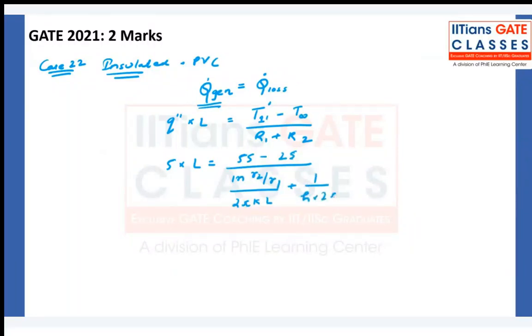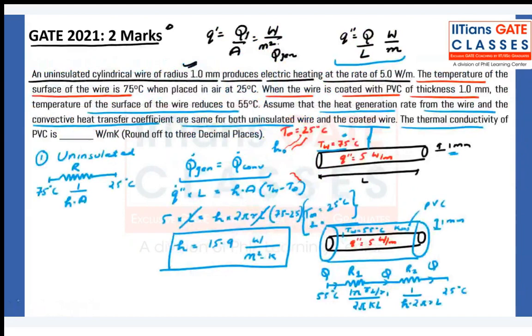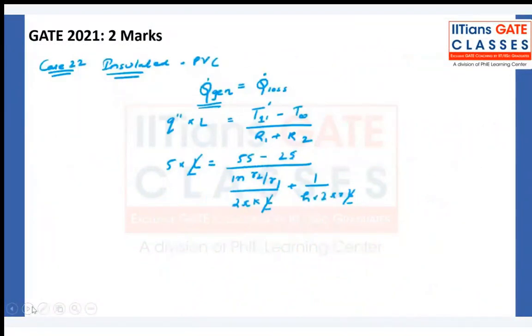Now look, L is the same, so L can be taken out and it will get cancelled. Now what is R2? Look, R1 is 1 millimeter. Now you have added 1 millimeter thickness, so it is R1 plus thickness, so it is 2 millimeter. Now you know R2, you know R1, and 2 pi. Everything you know, now you can calculate K.